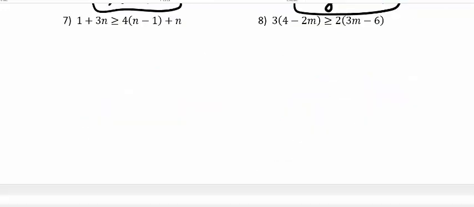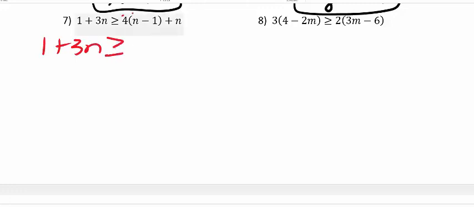In number 7, the first thing we have to do when we see parentheses is to go ahead and distribute. So I'm going to rewrite the rest. 1 plus 3n is greater than or equal to, we'll distribute the 4, 4n, and then 4 times negative 1, so we'll have a minus 4 plus n.